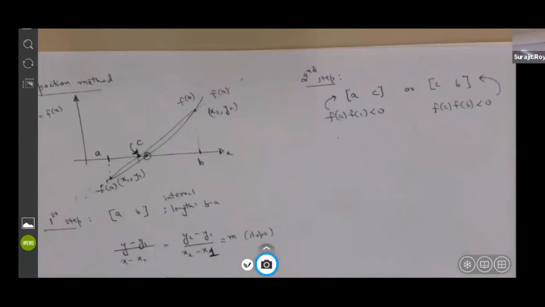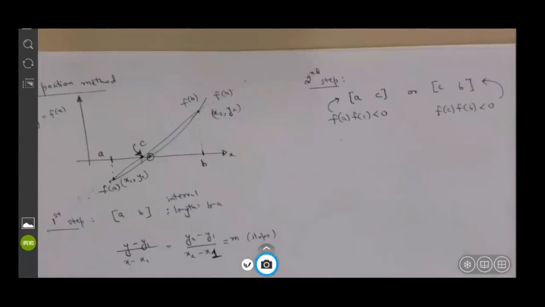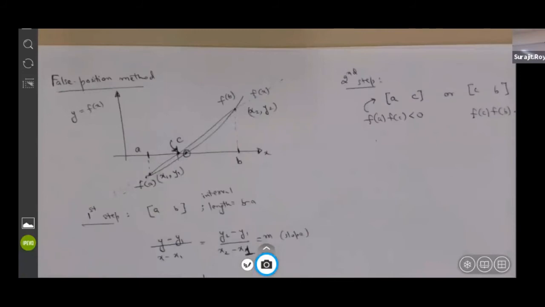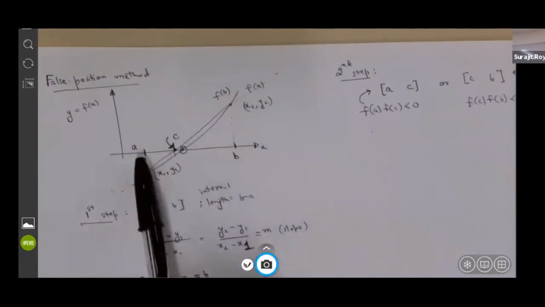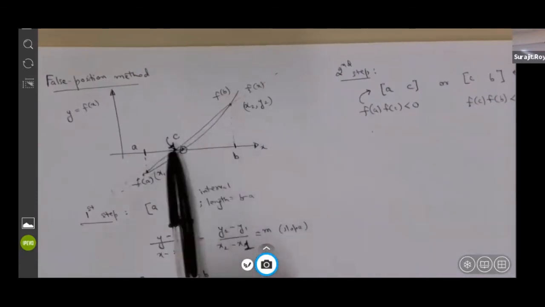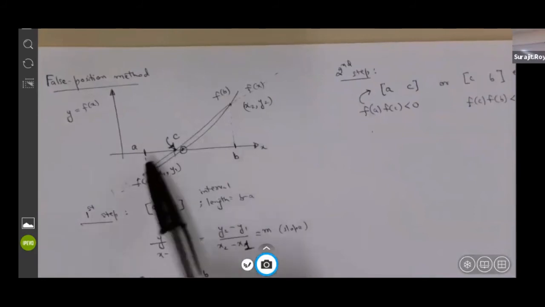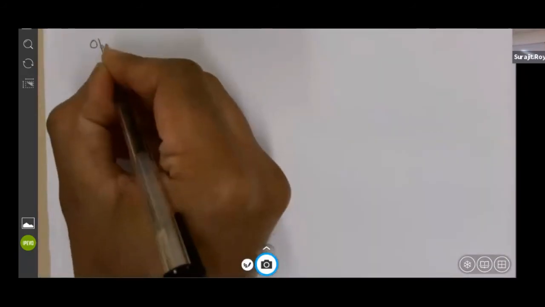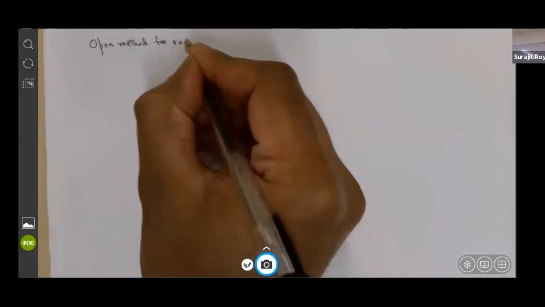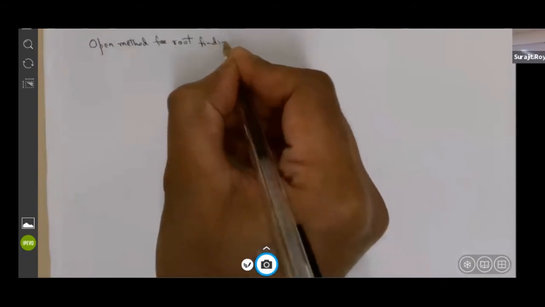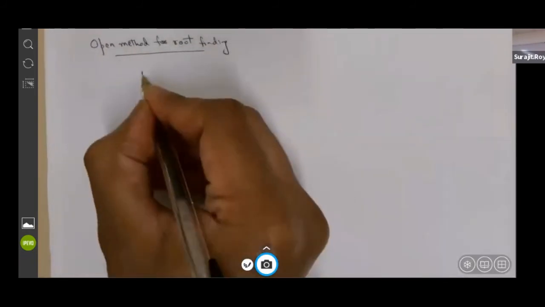Okay, guys? Cool, thanks. Welcome. So this is what completes the discussion about the bracketing methods. Now we move to open methods. Open methods mean we do not need to know the interval in which my root lies. I can start with any x value and slowly move towards our root. So we will first start with Newton's method, which is a class of open methods for root finding.